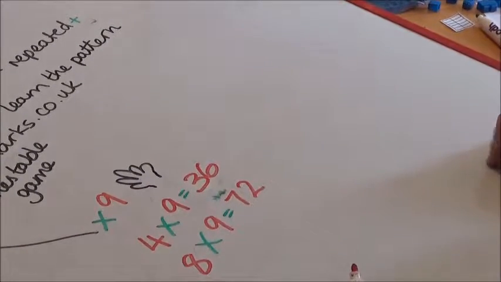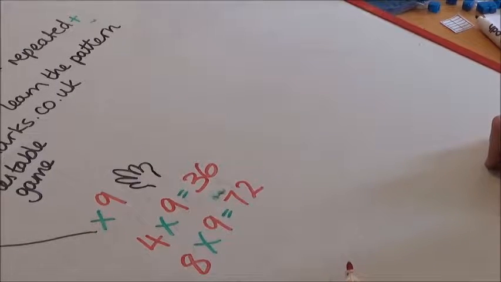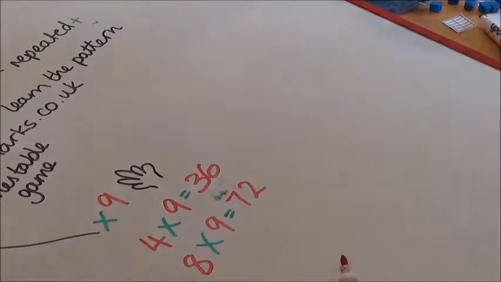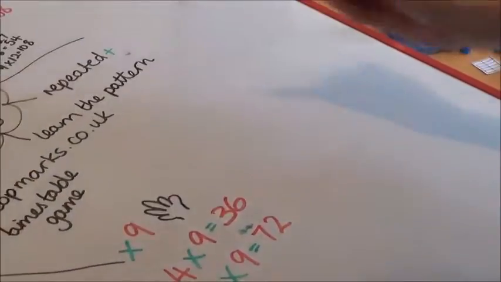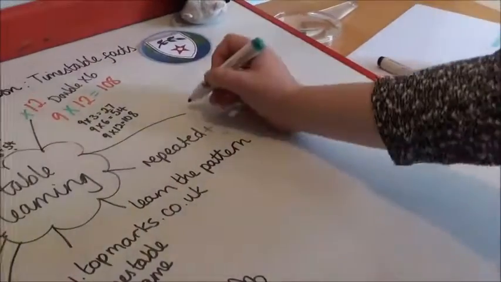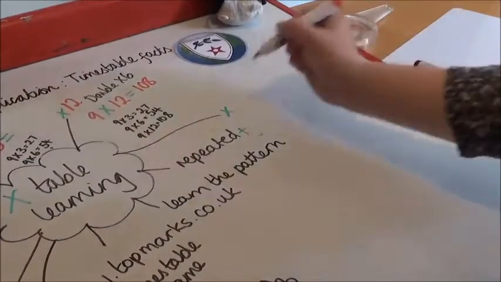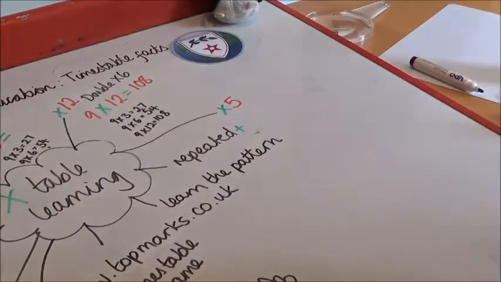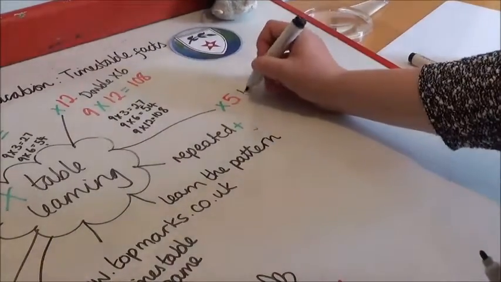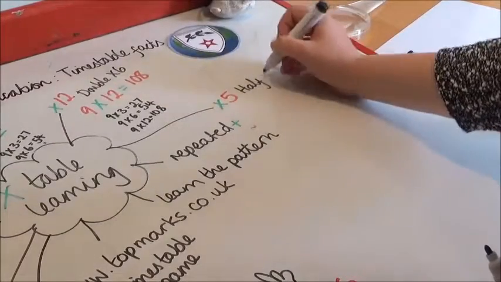We're going to be talking about timesing by 10 in the next video. But timesing by 5 is just the same, even though it's a times table that everyone feels quite confident with. It's the same as halving times by 10.